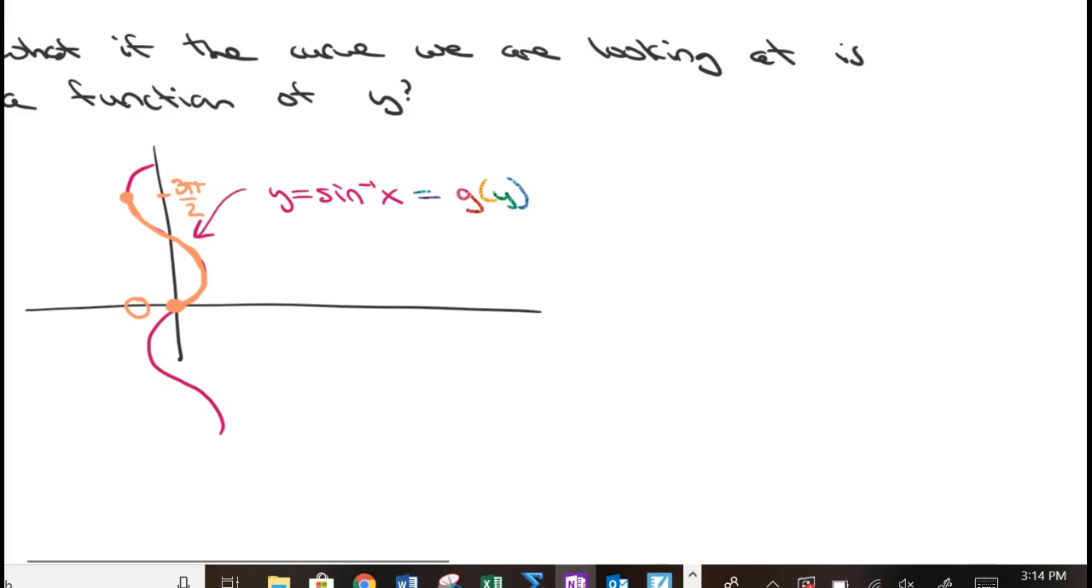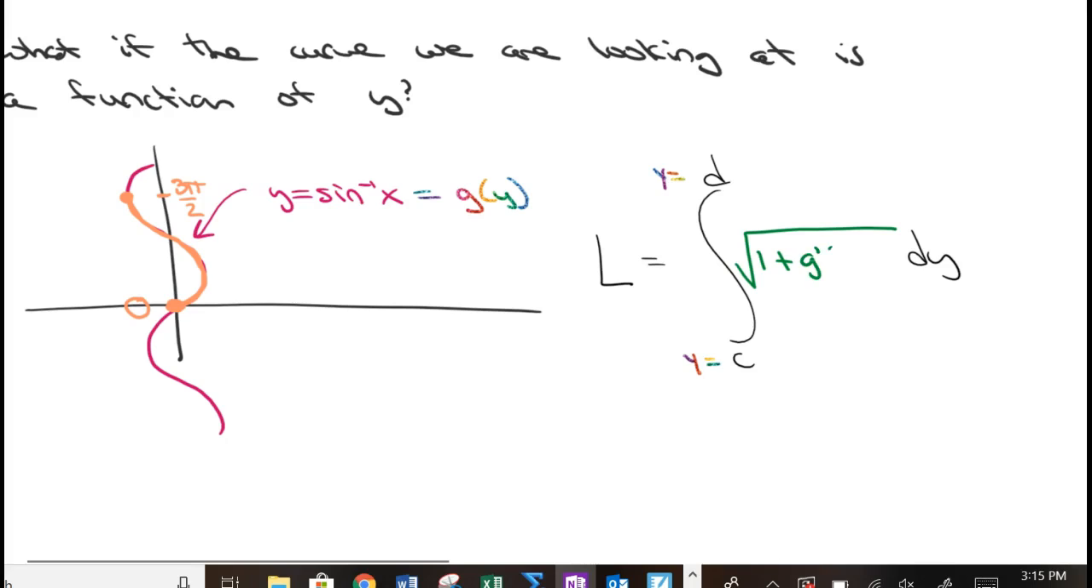And if I want the length of this function of y, the arc length, and sometimes texts use a capital L for arc length, is going to be a definite integral in terms of y. The limits of integration I'm going to call c to d. I'm going to add this, though: it has to be y equals something to y equals something. And what do you think the integrand is going to be? It's going to be the square root of 1 plus g prime of y squared.